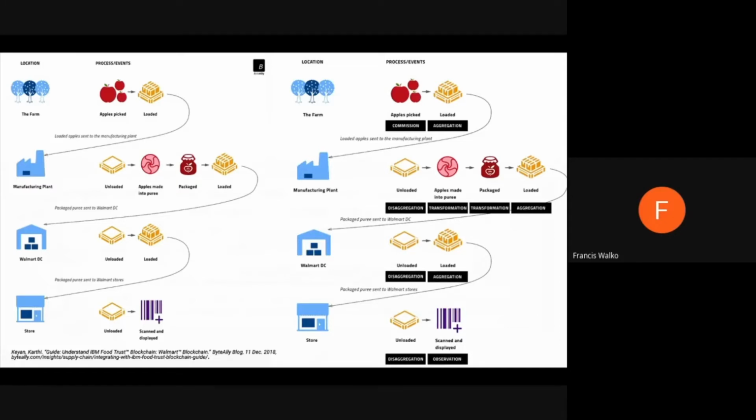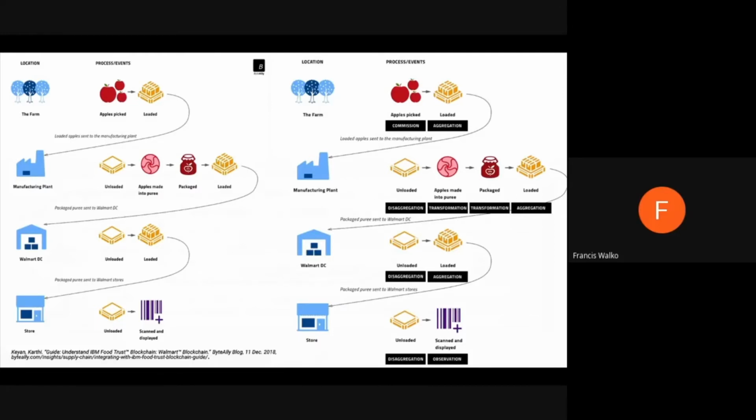In IBM's Food Trust, they use 6 classifications to log every step of the way, including commission, signifying creation of an object; decommission, deletion of an object; transformation, irreversible transformation of an object; aggregation, which is the grouping of objects; disaggregation, which is ungrouping of an object; and observation, which is essentially just a general observation for the object. These are all combined in the master data, as well as the locations of the item, as well as item numbers and lot data.